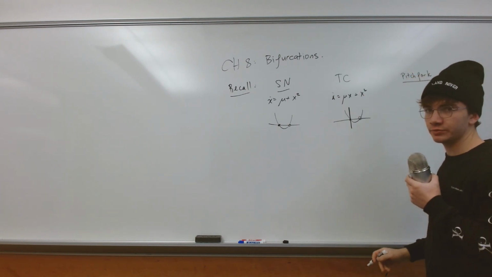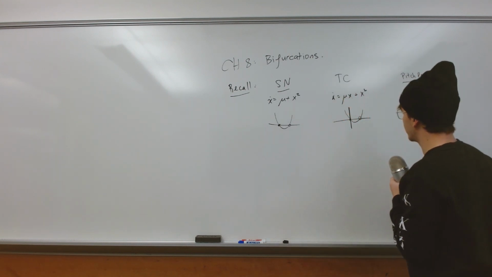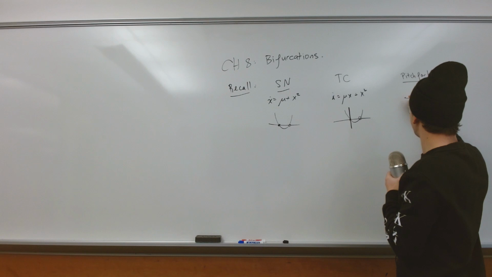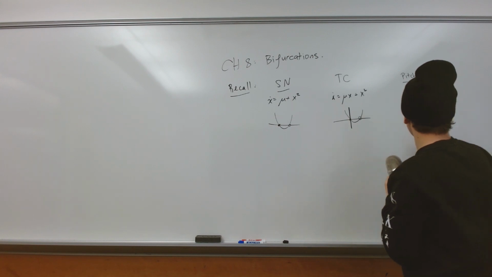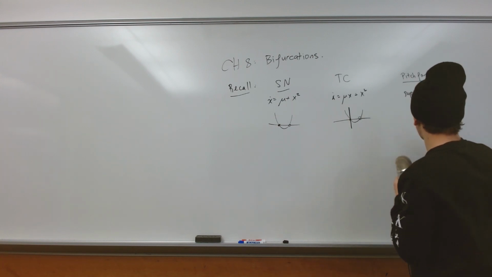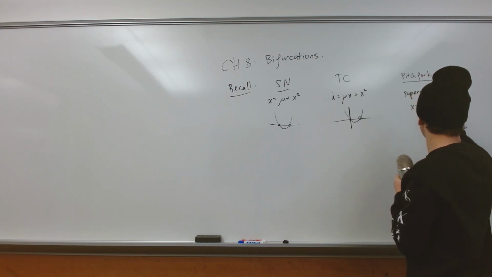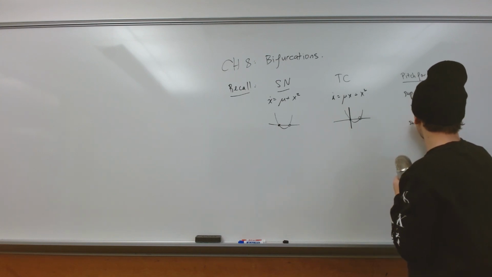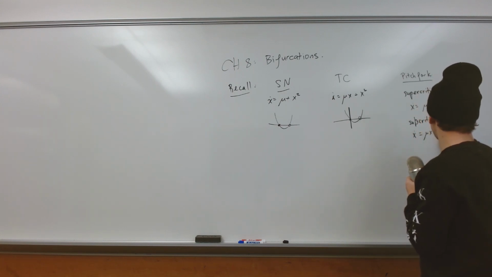Remember, there's two types of pitchfork: subcritical and supercritical. Okay, so the supercritical example, we're going to have x dot is equal to mu x minus x cubed, and then subcritical, x dot is equal to mu x plus x cubed.